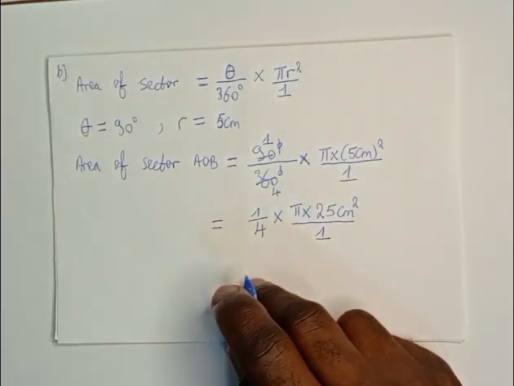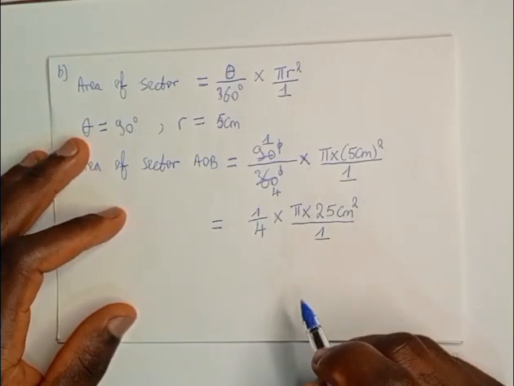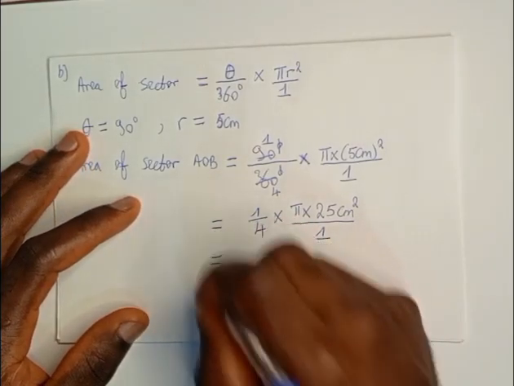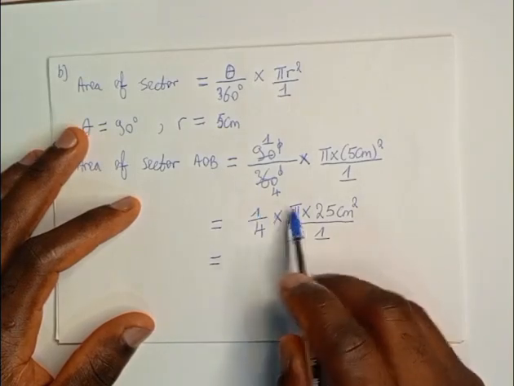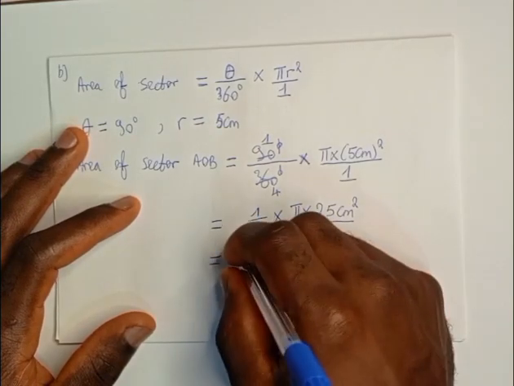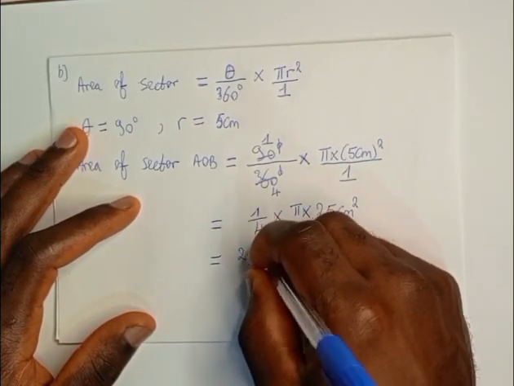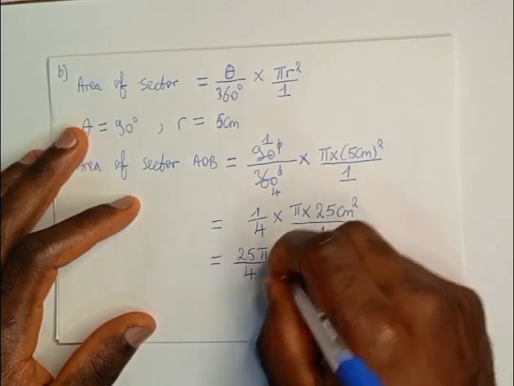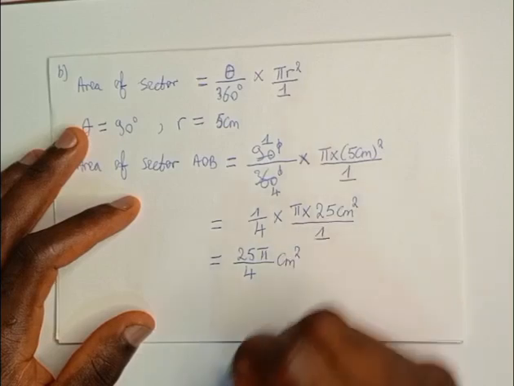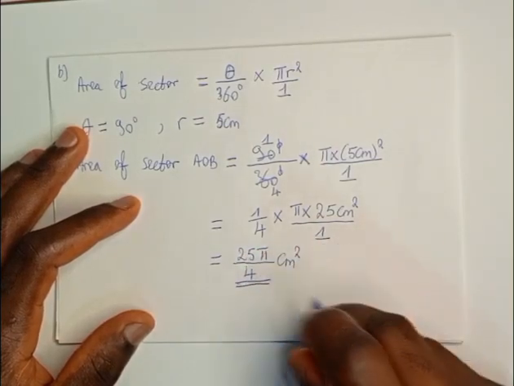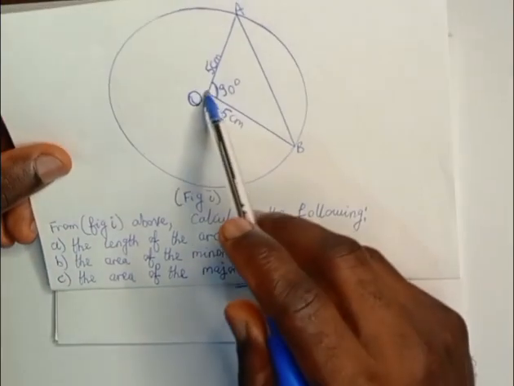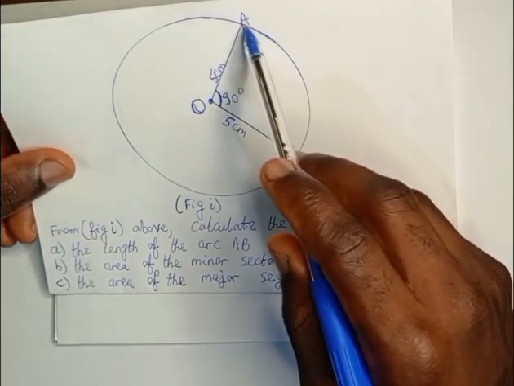1. Look at the numerator and the denominator, you see that we cannot perform any simplification again, so we just need to multiply. 1 times pi times 25 gives us 25 pi on the denominator. 4 times 1 gives 4. Then we attach centimeters squared. This is the area of the minor sector AOB. This area, this sector.